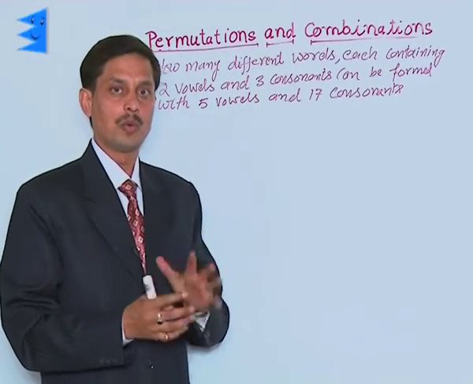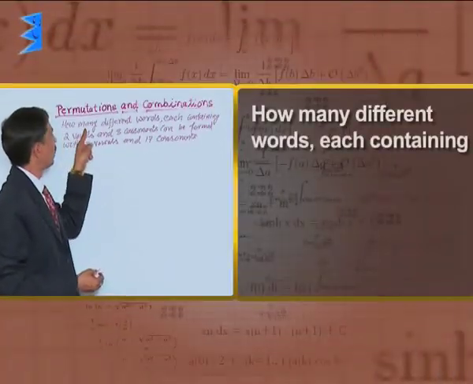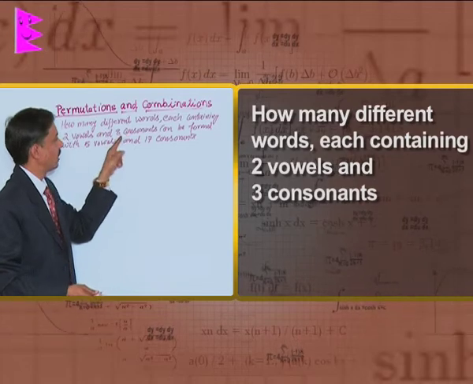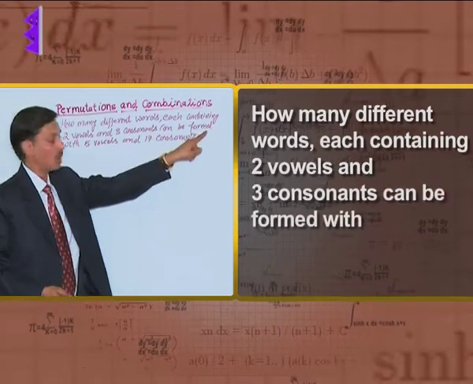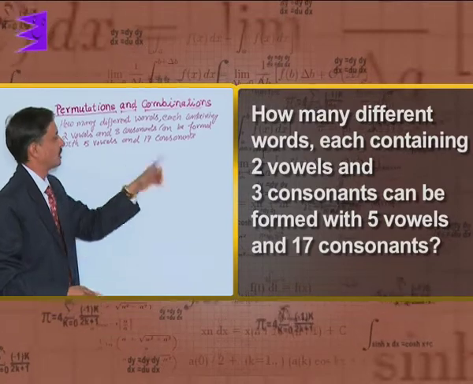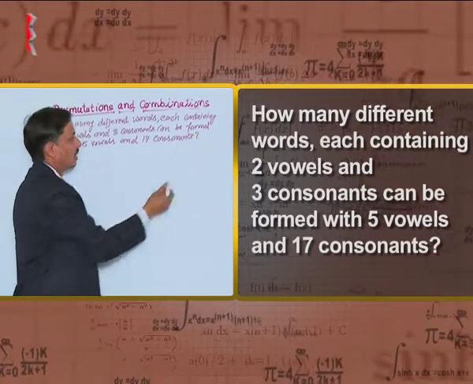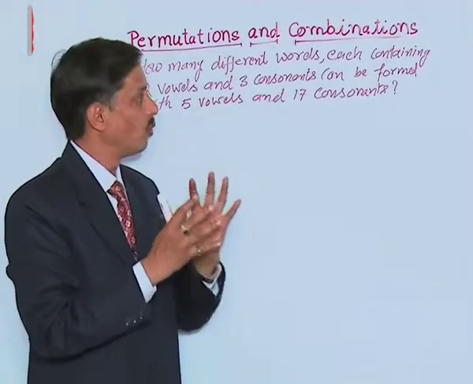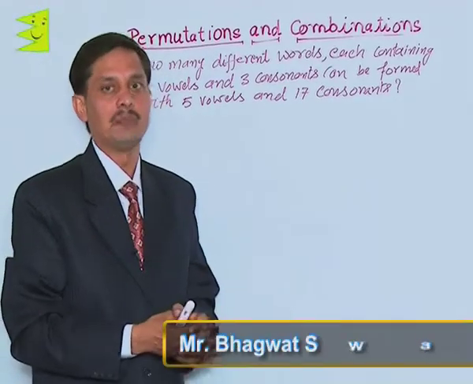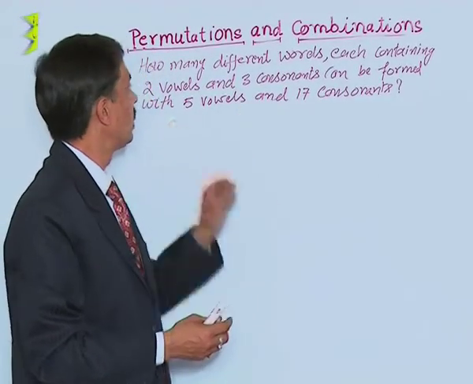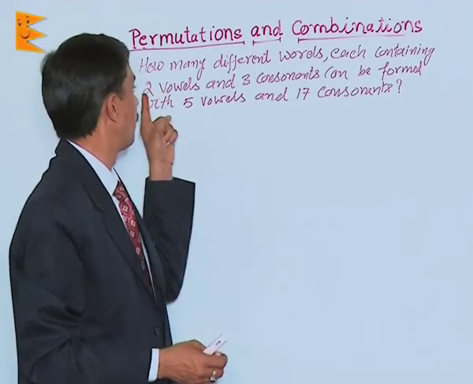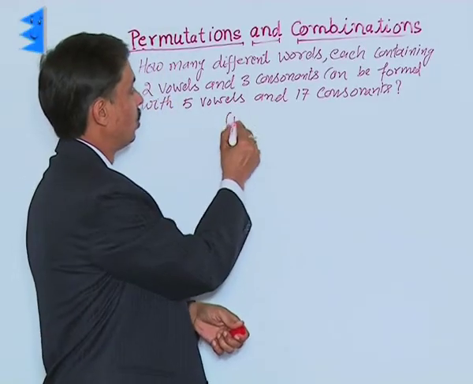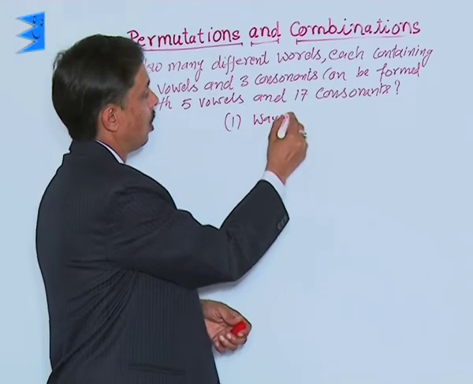Now one more problem of combination: how many different words each containing 2 vowels and 3 consonants can be formed with 5 vowels and 17 consonants. We are given 5 vowels and 17 consonants. We want to make as many words as we can, but the condition is that the word must have 2 vowels and 3 consonants.